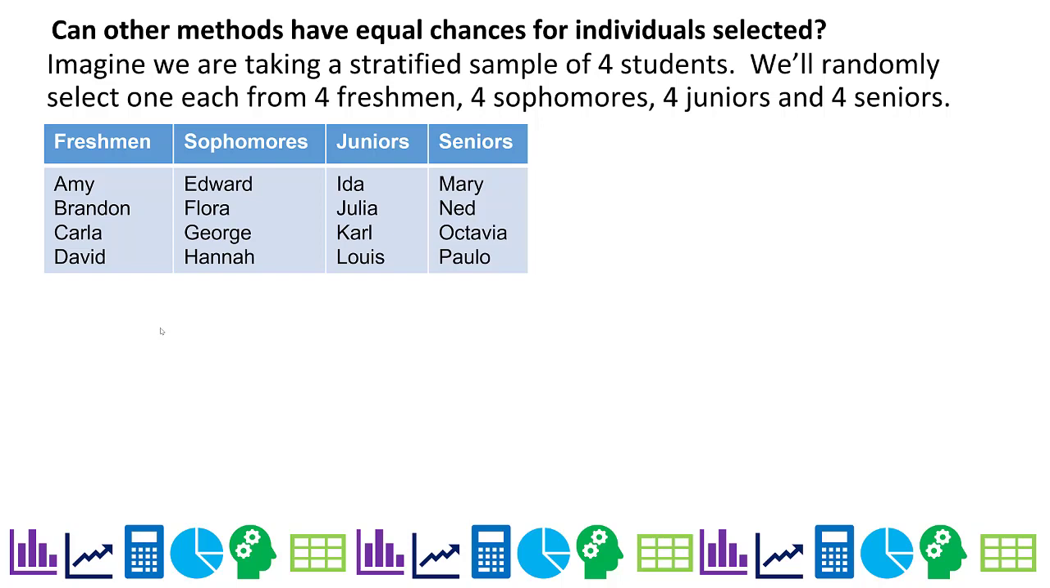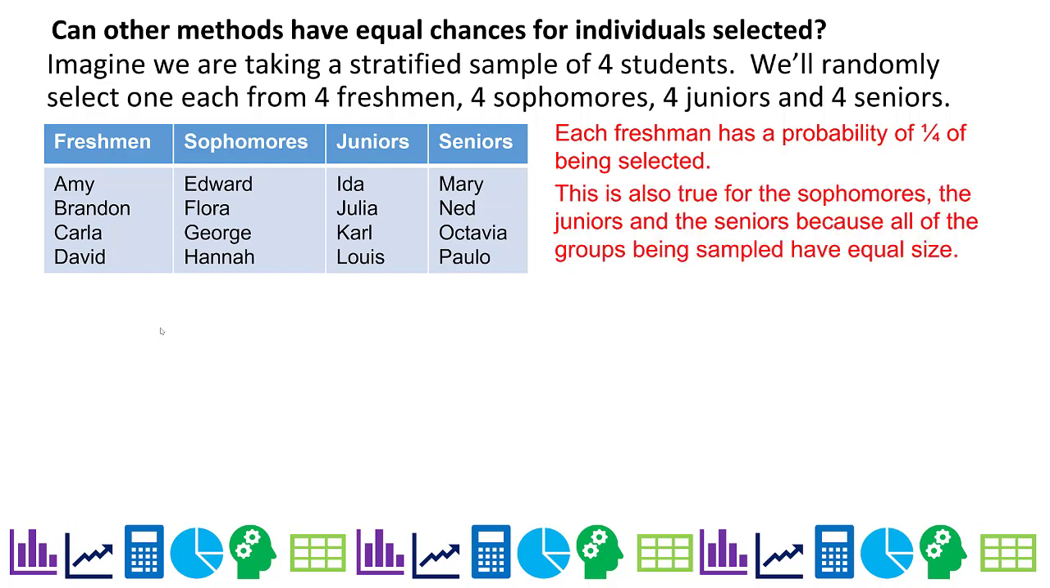Sophomores: Edward, Flora, George, Hannah. And you can see I just kind of went alphabetical, all right? But the main thing is I have 4 individuals in each of the strata. Each freshman has a probability of 1/4 of being selected. Brandon, his probability is 1/4. So is Carla, so is David, and so is Amy. The same is true for the sophomores. There are only 4 in there. So everyone in this sample frame has an equal chance of being selected.